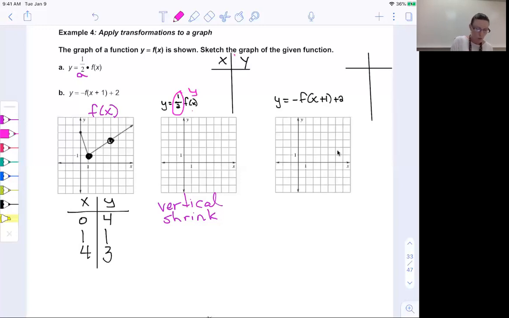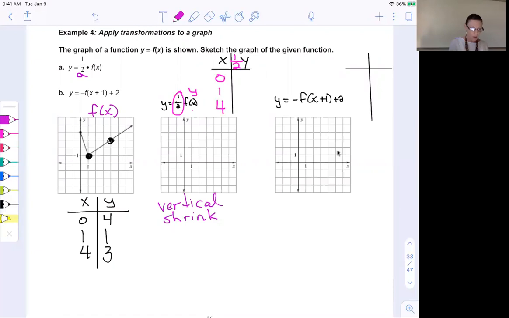So I'm going to do 1/2 times y. That's going to give me a vertical shrink. After we graph it, we should see this graph shrinking down vertically. It doesn't do anything with x because x is horizontal, that's left and right. So my x values are still a 0, a 1, and a 4. But now I'm going to take the y values and multiply all of them by 1/2.